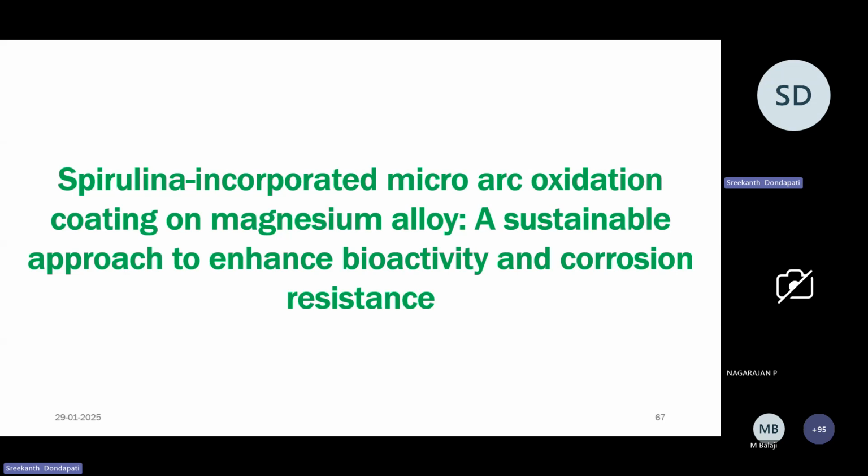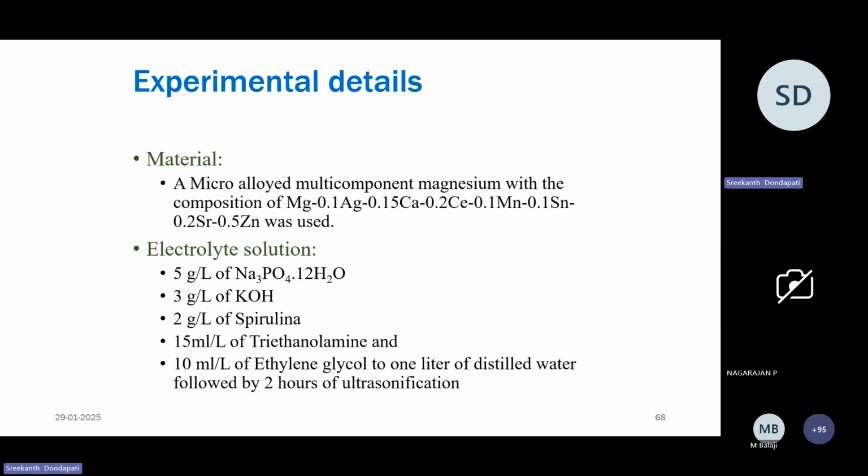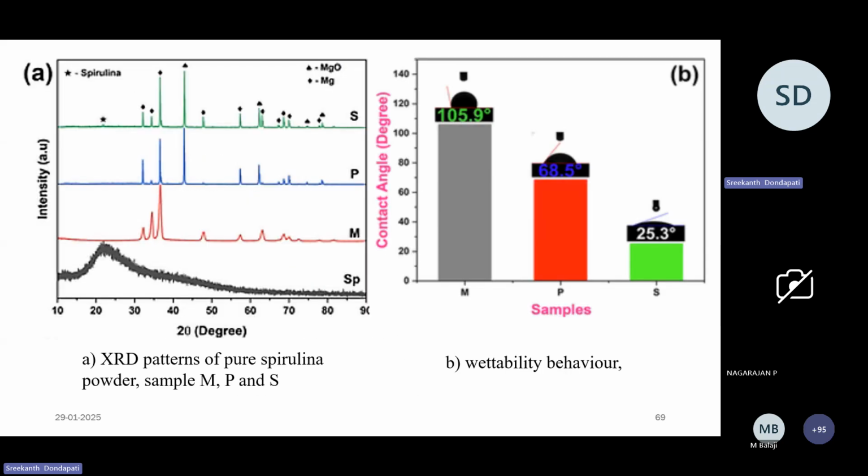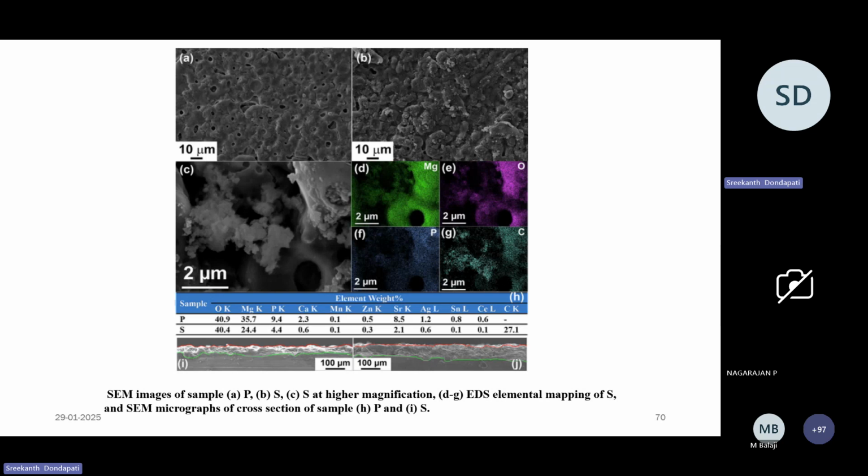We have tried to incorporate spirulina, and of course, it has given us very good results. You can clearly see the spirulina peaks in the XRD, and by incorporating the spirulina, the contact angle has reduced. That means a hydrophilic surface has been created, which is very good for a biomaterial. And of course, the biomineralization also is very good.